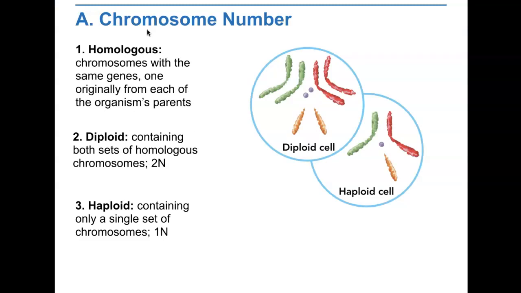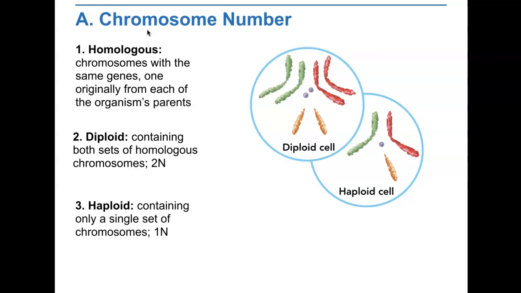Each cell of the fruit fly, Drosophila, has 8 chromosomes. 4 of these chromosomes came from its male parent and 4 came from its female parent. These 2 sets of chromosomes are called homologous, meaning that each of the 4 chromosomes from the male parent has a corresponding chromosome from the female parent.